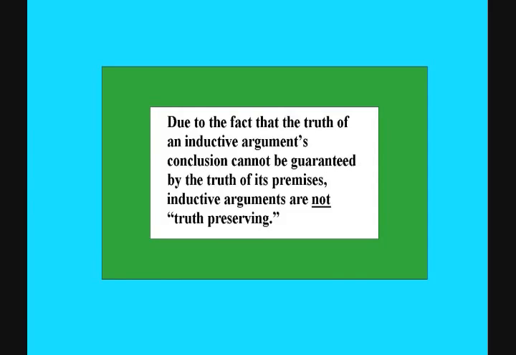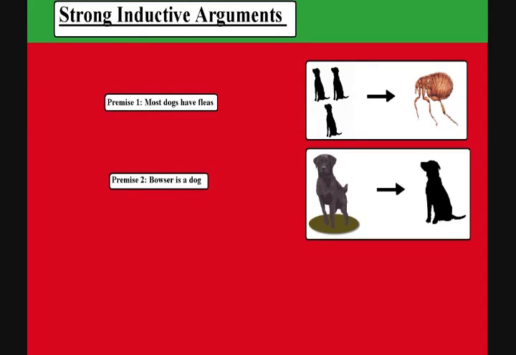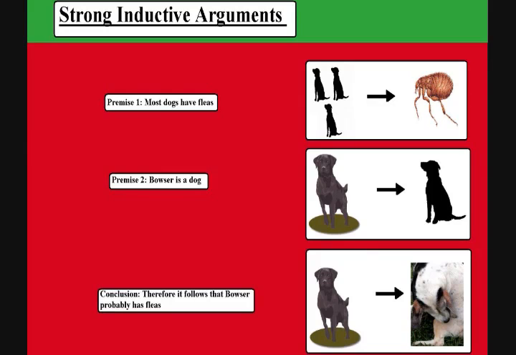Due to the fact that the truth of an inductive argument's conclusion cannot be guaranteed by the truth of its premises, inductive arguments are not truth-preserving. Now, let me give you an example of inductively strong arguments. Premise 1. Most dogs have fleas. Premise 2. Bowser is a dog. Conclusion. Therefore, Bowser probably has fleas.